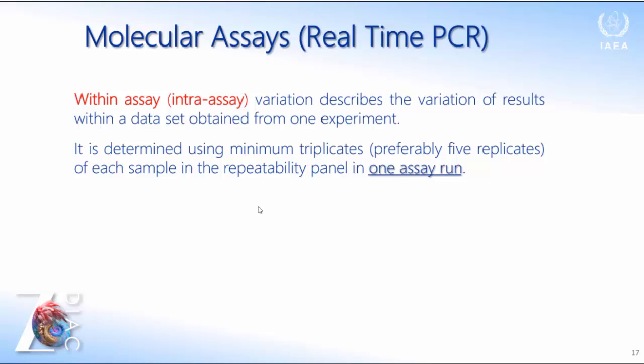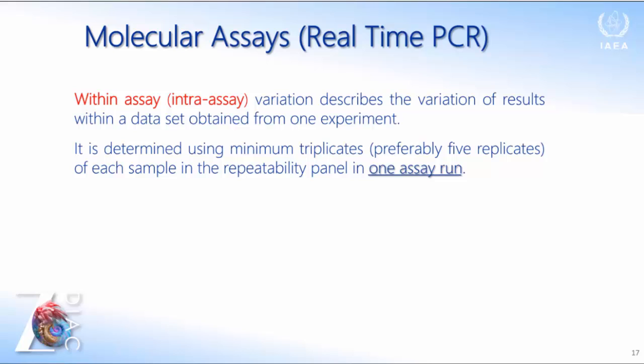Within assay or intra-assay variation describes the variation of results within a data set obtained from one experiment. So it is determined using a minimum of triplicates, as we previously said, preferably 5 replicates, but at least triplicates, of each sample in the repeatability panel in one assay run.